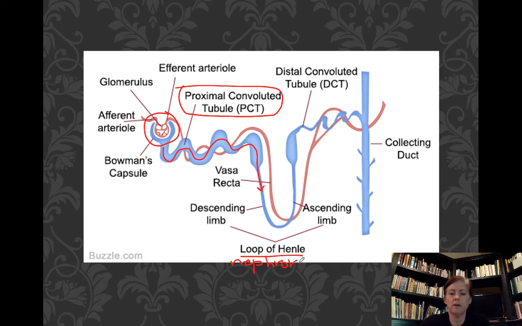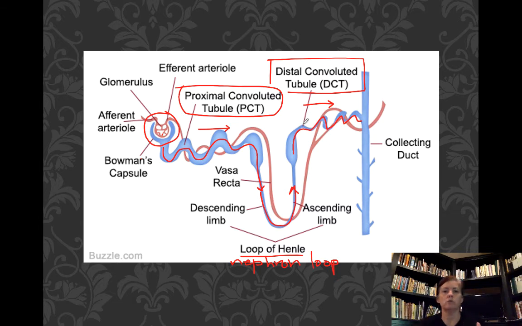Sometimes you'll see that listed as well. Here's our descending limb, and then we come back up the other side through our ascending limb of the loop of Henle, and then head into our distal convoluted tubule here. Everything's basically traveling in this direction. We've ended our renal tubule.